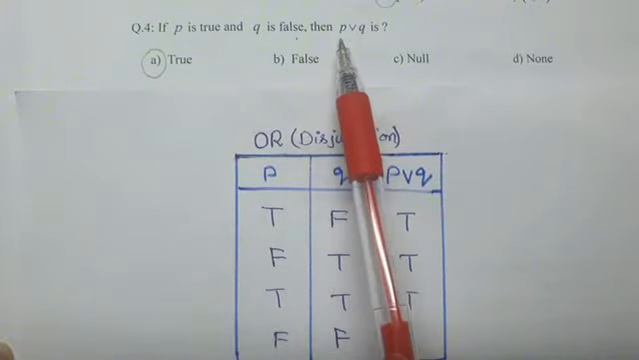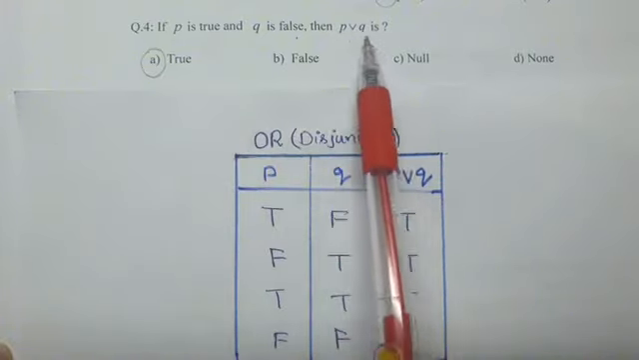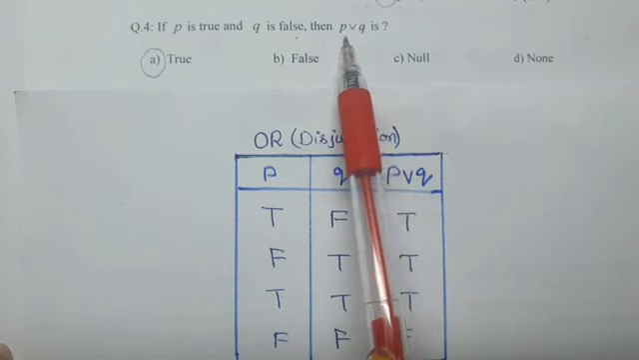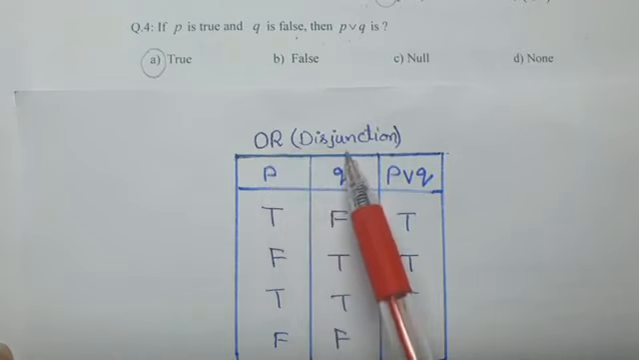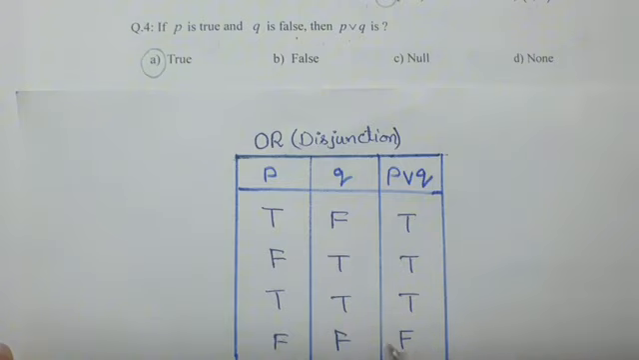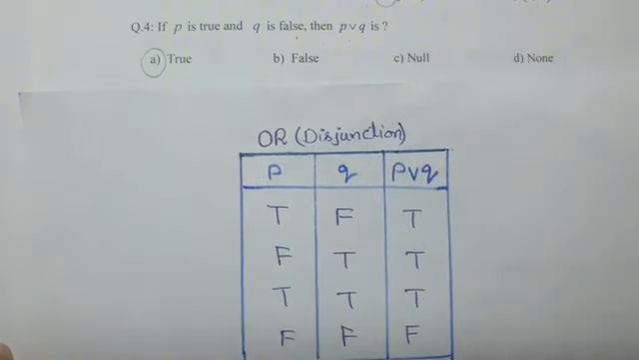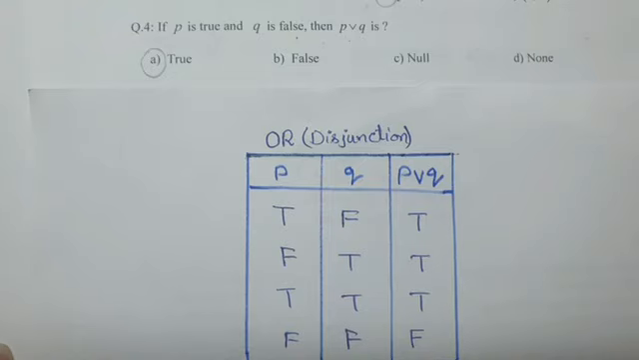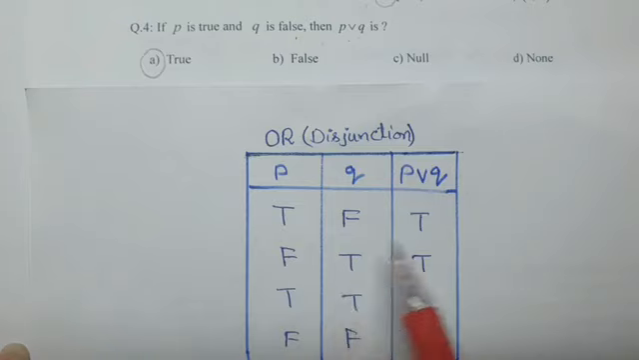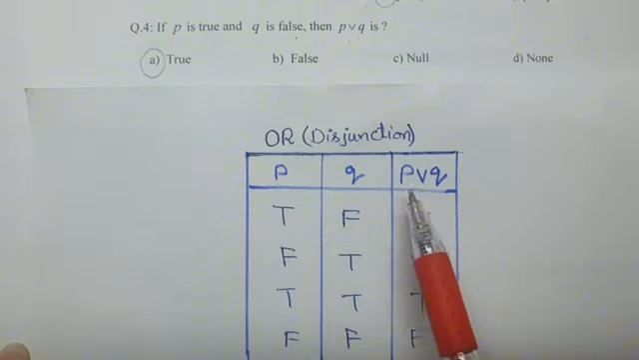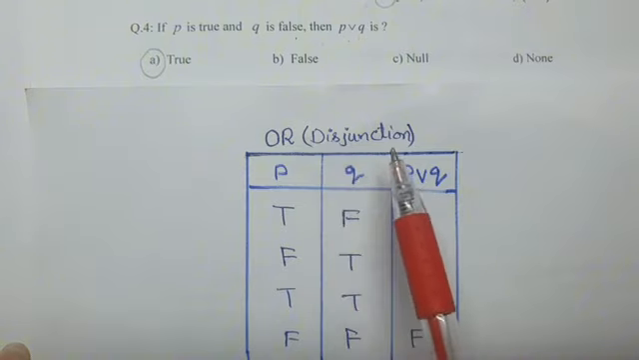So here in this question we are given the logical operator OR. This symbol is the OR operator, and we can also call it disjunction. And in this way we can draw the table for this logical operator. Now, with the help of an example, we will try to understand how we can draw this table for the logical operator OR or disjunction.